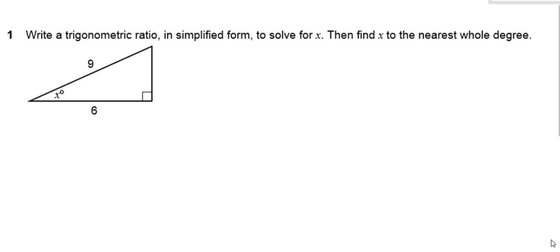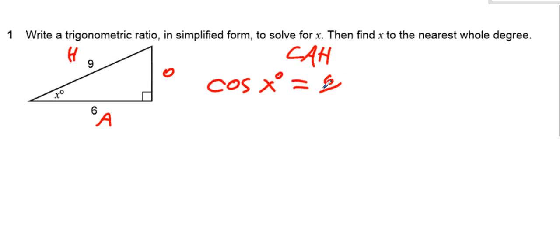Right, the trigonometric ratio, then solve for x rounded to the nearest whole degree. So, looking at where the angle's at, identify your sides. This would be the opposite side. This is adjacent. This is hypotenuse. So we have numbers on adjacent and hypotenuse, which means we're doing cosine. So our trigonometric ratio is cosine x degrees equals adjacent over hypotenuse.